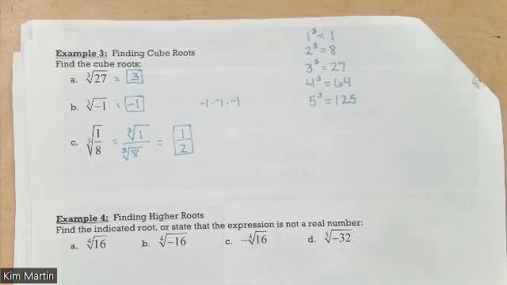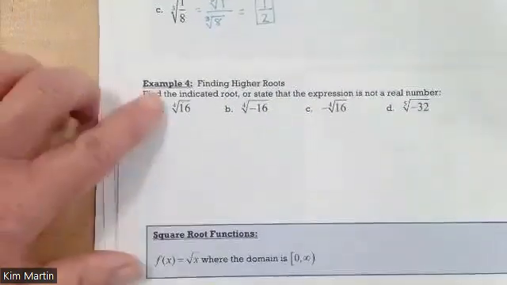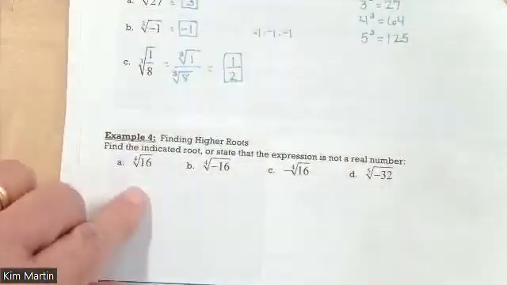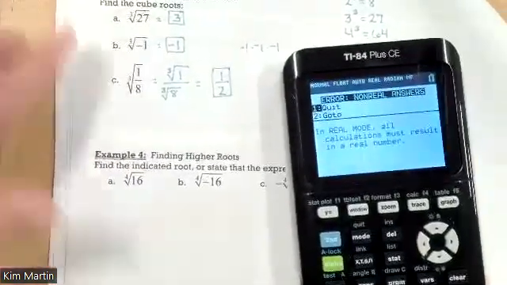Majority of the time, it's 2s, and 3s, and 4s, and 5s. That's it, okay? Because they get really big fast after that. Okay, finding higher roots. I was going to do this one, but it's okay. We'll do that first.